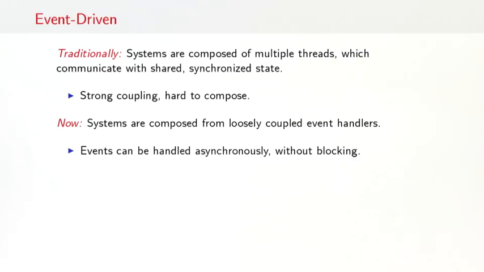Traditionally, concurrent software systems were composed of multiple threads communicating with shared and synchronized state. That led to a very high degree of coupling, and also such systems were hard to compose. Event-driven systems, by contrast, are composed from loosely coupled event handlers. Events in such a system can be handled asynchronously. They do not incur any blocking. And because there is no blocking, typically resources can be utilized much more efficiently.